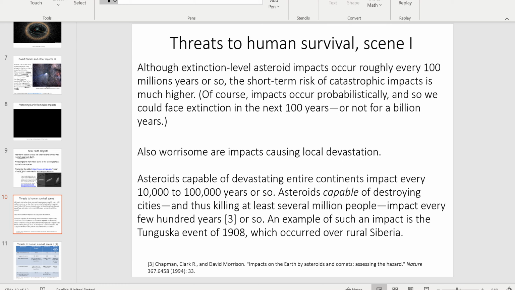And we know from the data that extinction level asteroid impacts occur around every 100 million years or so, but this is statistical, so it's not that the clock is ticking and at exactly 100 million years from the previous incident we will have another incident. This is probabilistic, so it could occur anytime, but on average it occurs every 100 million years or so.